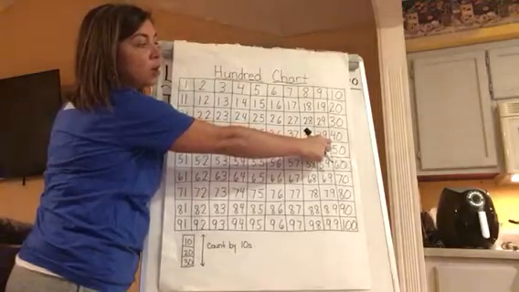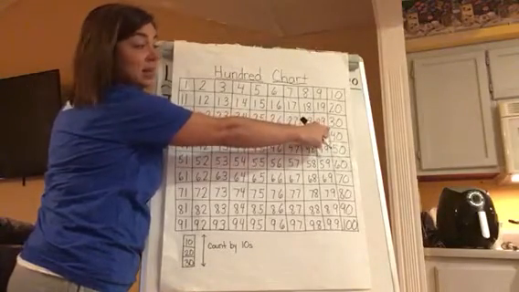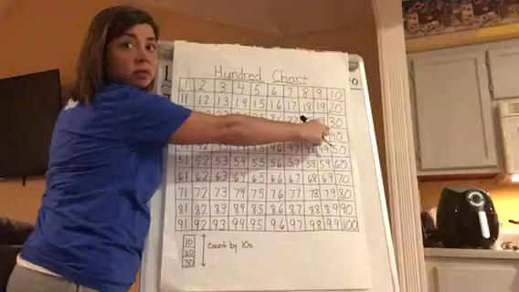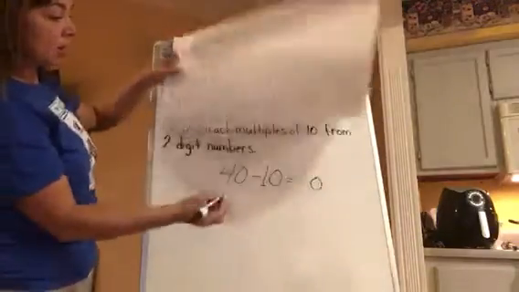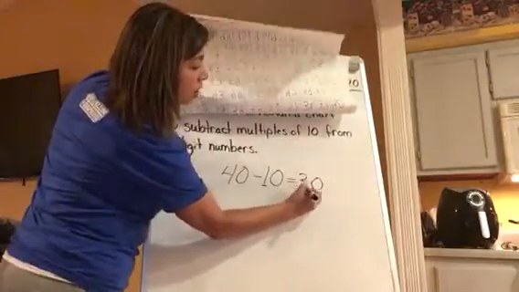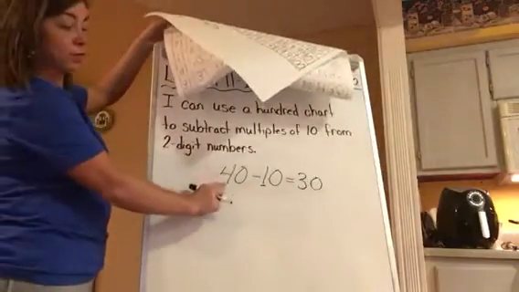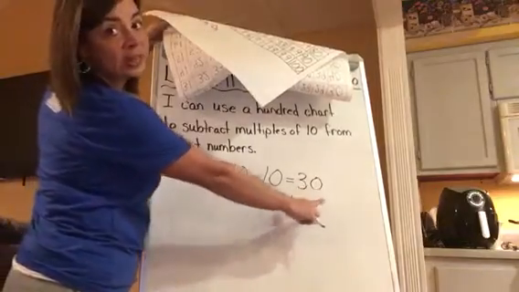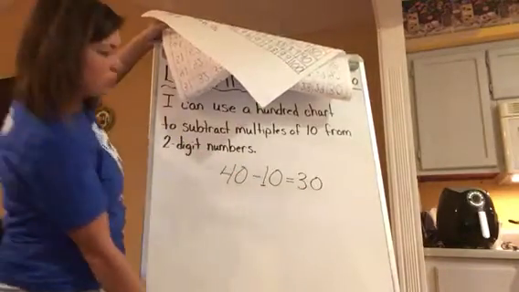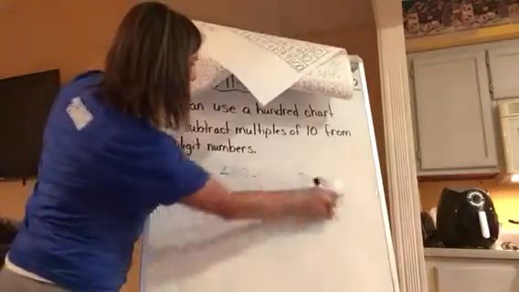And then I'm going to go up 1 ten. And what did I land on? That's right, 30. So that means 40 take away 10 equals 30. 4 tens minus 1 ten equals 3 tens. Awesome job, awesome job. You guys are doing great.